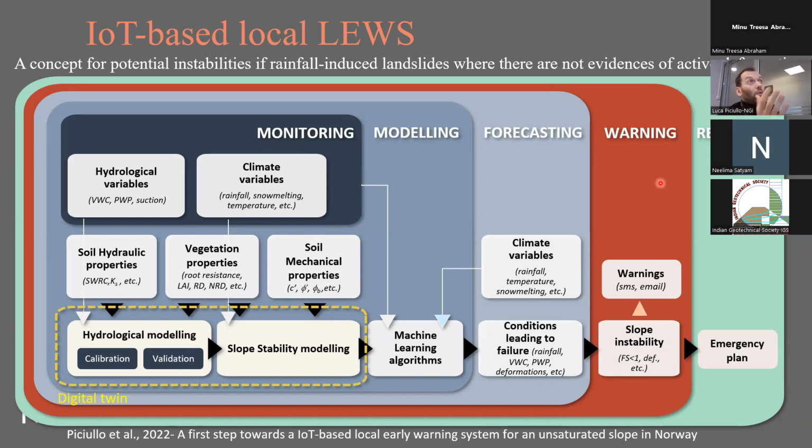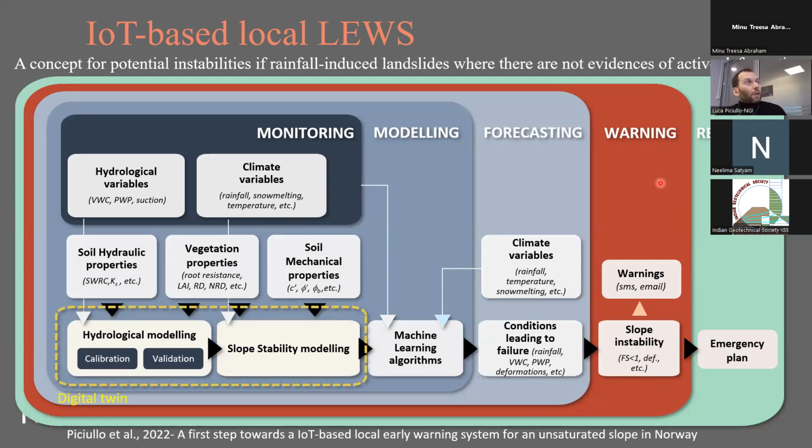And then we need to forecast climate variables to use as input, and then to predict conditions leading to failure in the upcoming days. And then if there is any instability or any anomalies, we provide warnings that can be SMS, emails, whatever. And then the response: if a failure is imminent, we need to have an emergency plan in place, and action it and go with it. This is the general framework.